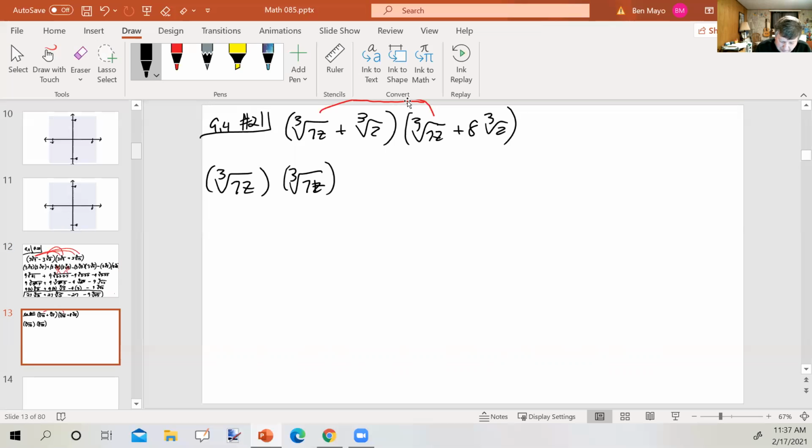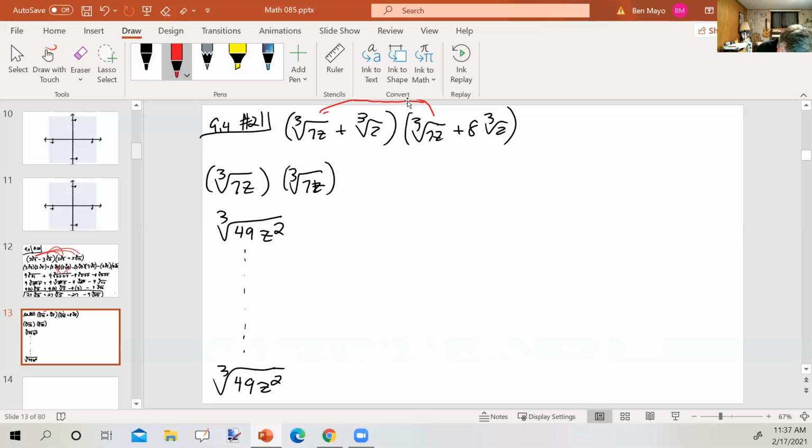Let's see. So that would be the cube root of what? 7 squared z squared. And I can't really do anything more with that because 49, 7 times 7, is not a cube. Z squared, z times z, is not a cube. So that's as far as I can go with that first term. So I'll tell you what, we'll just bring it all the way down here. Cube root of 49 z squared.